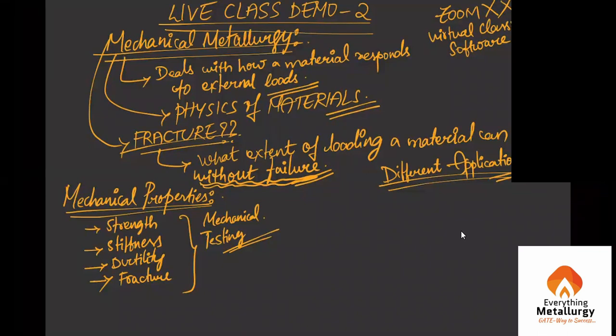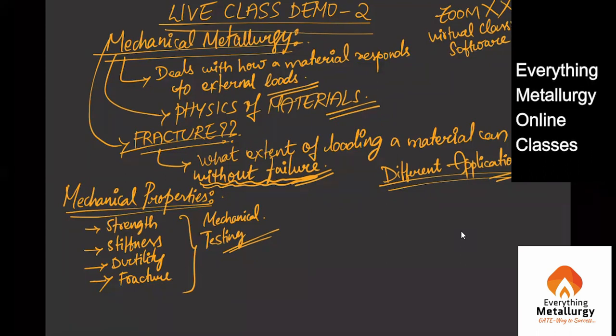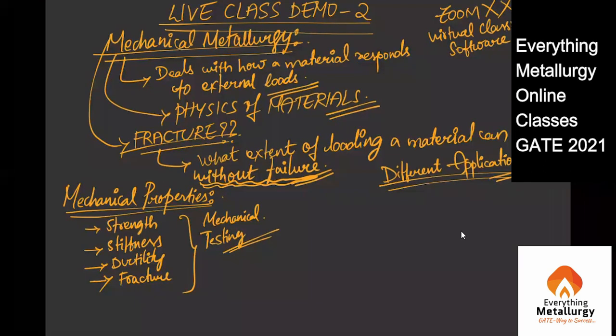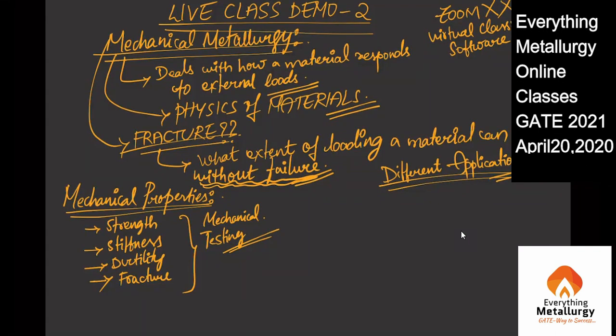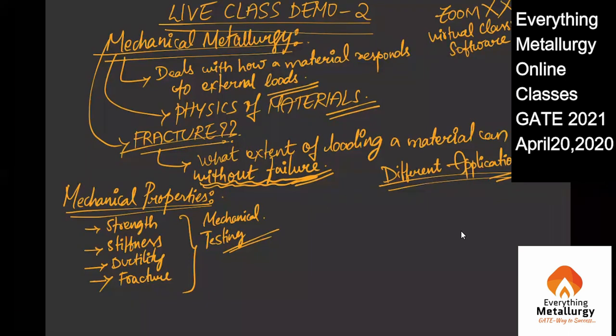What I was telling briefly is that I was discussing why we have to study mechanical metallurgy. Mechanical metallurgy usually deals with how the material responds to different loads and different conditions. One more reason we study it is that we should know which type of material can be used in what application. And now we are discussing the mechanical properties.